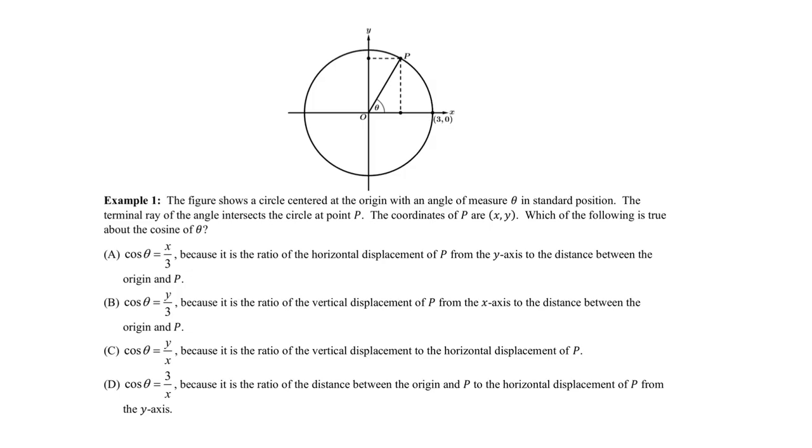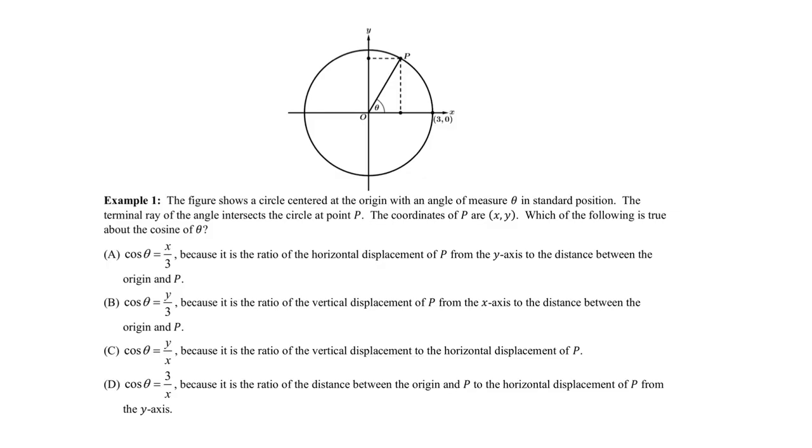Example 1. The figure shows a circle centered at the origin with an angle of measure theta in standard position. The terminal ray of the angle intersects the circle at point P. The coordinates are x, y. Which of the following is true about cosine?